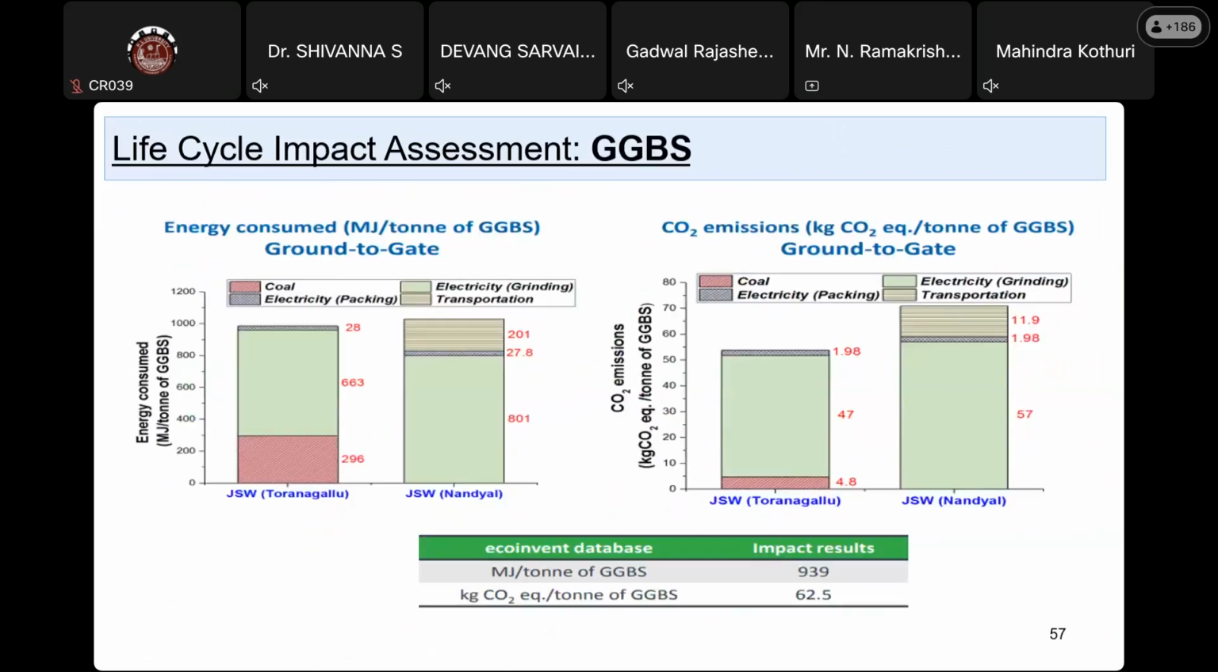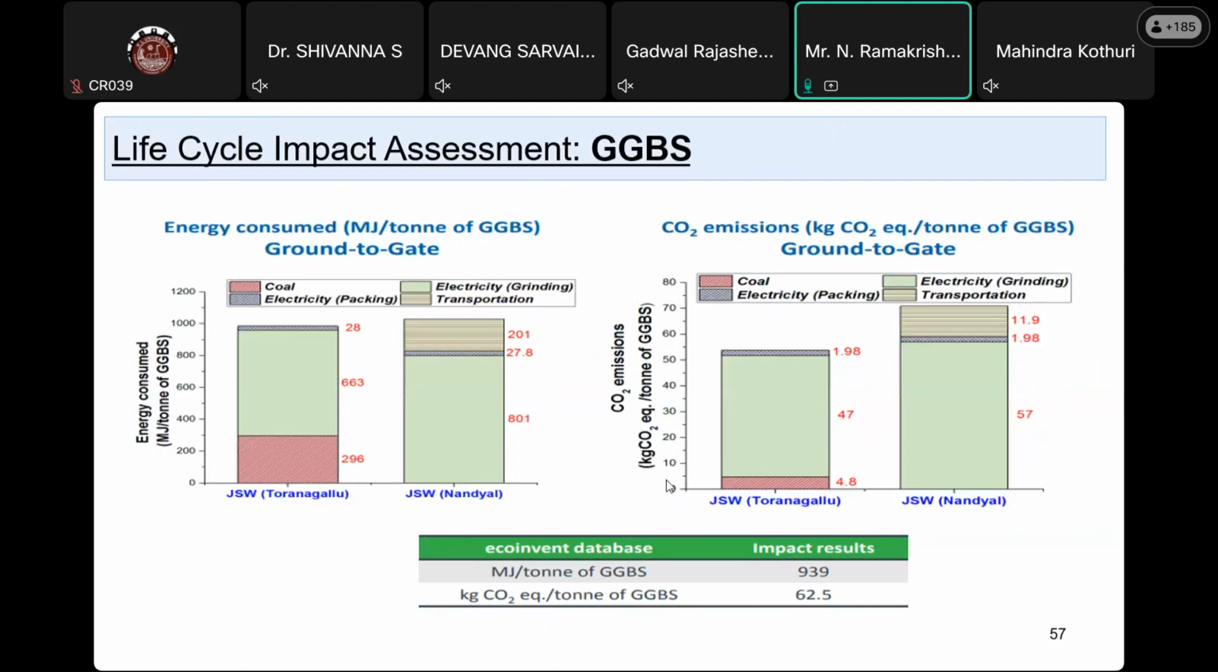So this is the energy consumed from ground to ground. This is GGBS. The earlier one we have seen OPC and LC3. This is for the GGBS. GGBS is exclusively, as I told you, JSW only. Exclusively, they are using this GGBS, right?